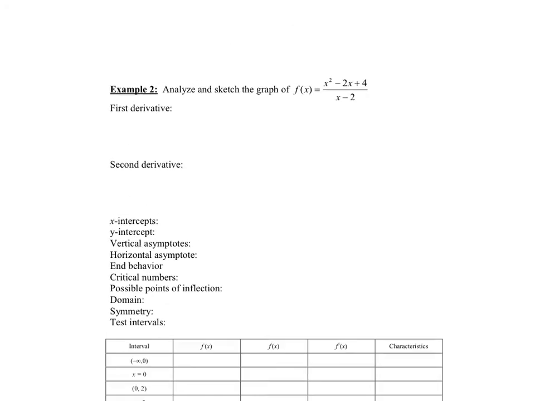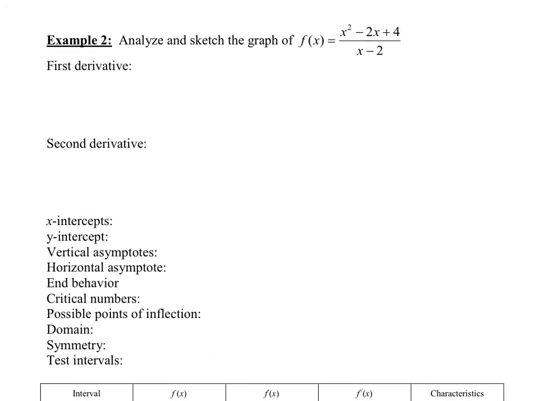So here on example 2, you can see at the bottom we've got a ton of stuff that we can find for this function. We have the function f of x equals x squared minus 2x plus 4 over x minus 2. And if we're trying to find different features, these are all the different things that we might need to consider. So to start out with, let's start out with the stuff that we learned how to do a long time ago.